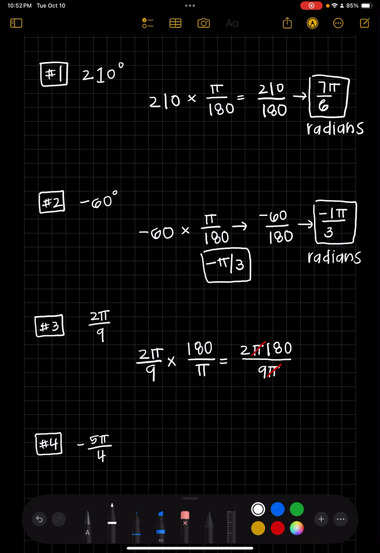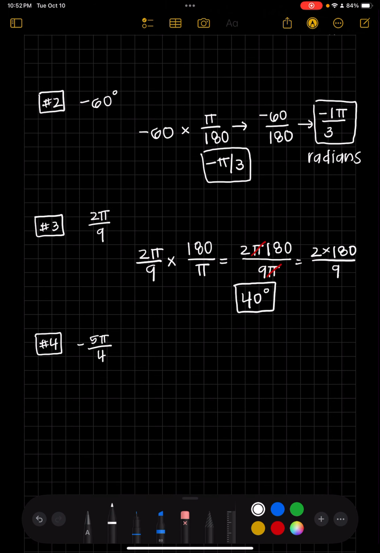What I'm going to do is plug in 2 times 180 over 9 and see what I get. So 2 times 180 divided by 9 gives me 40. So my answer is 40 degrees. And that makes sense. Notice that when we convert to radians, our answer has pi's in it, which makes sense. Radians are measured in pi's. And then when we convert to degrees, the pi's disappear because degrees don't have any pi's. So let's do that one more time.